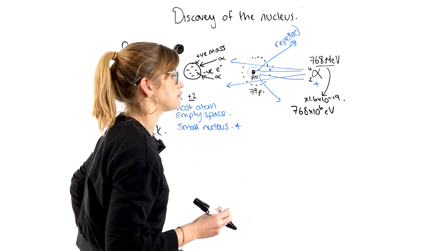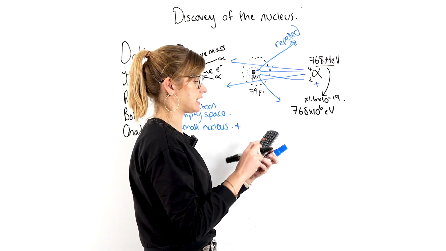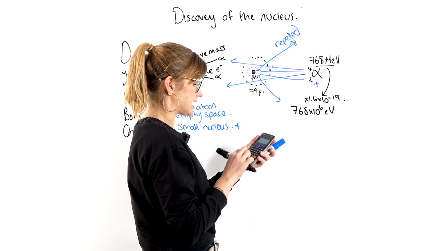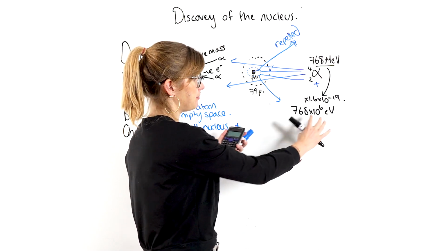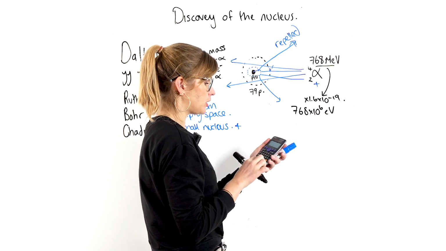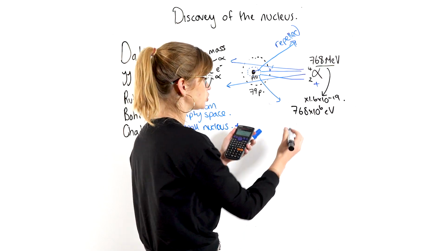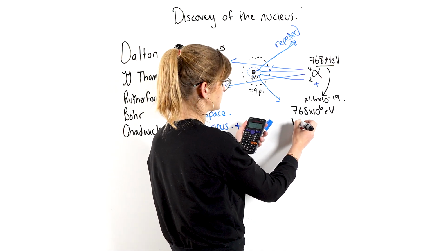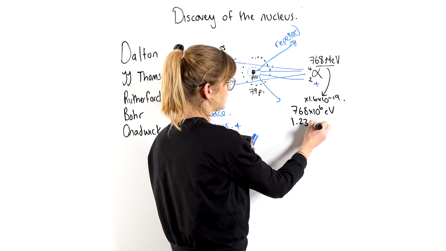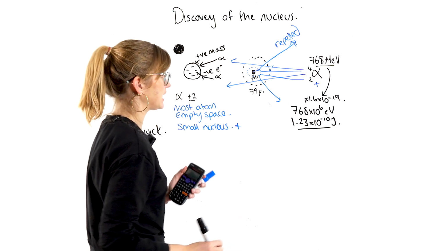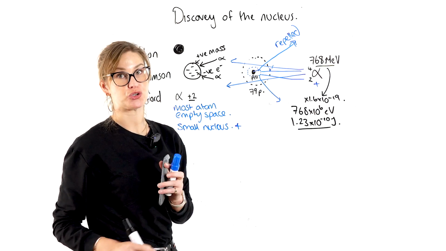And all we need to do is multiply by 1.6 times 10 to the negative 19 to get that number in joules. So 768 times 10 to the power 6, because it's mega electron volts, we multiply by 1.6 times 10 to the negative 19 to get that number in joules, which is going to be 1.23 times 10 to the negative 10 joules.